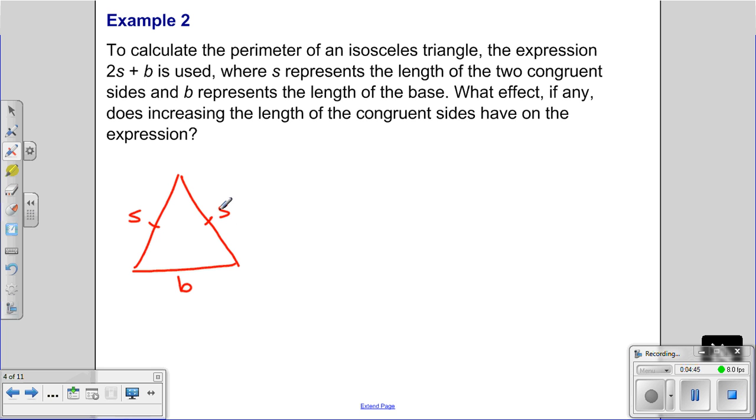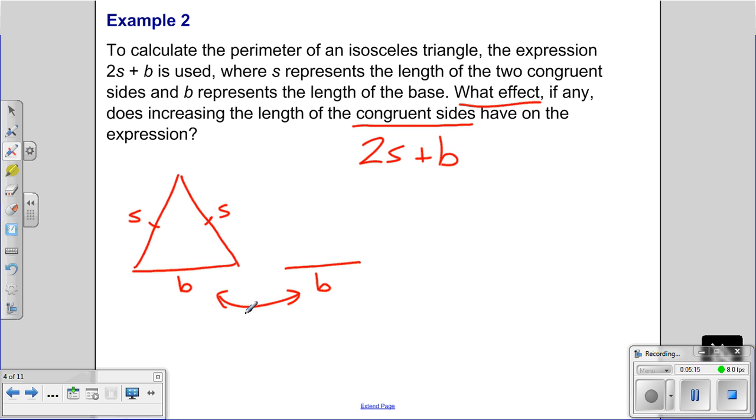Now, notice I use different letters because they're different variables and they mean different lengths. If this s changes, this one changes with it. So if this is 6, that's 6. If it changes to 8 and 8, then so be it. The base is independent. So we have the expression 2s plus b. Let's take a look at what it wants us to look at. What effect, if any, does increasing the length of the congruent sides have? So let's say the s gets bigger. I'm going to draw another picture of it right next to it. The b is the exact same.